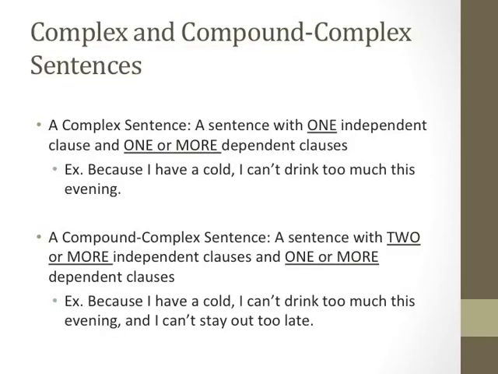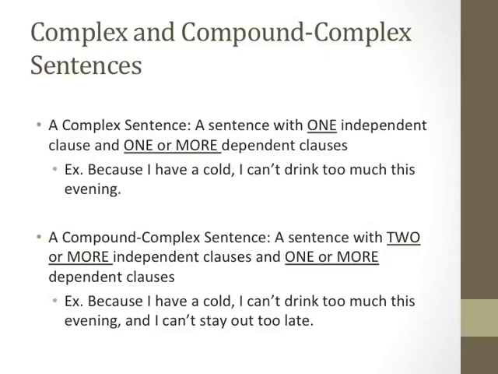Our other set of choices would be complex and compound-complex sentences, okay? So a complex sentence is a sentence with one independent clause and one or more dependent clauses, okay? So, "because I have a cold" has a subject and a verb. Therefore, it's got to be some sort of clause, because it begins with a subordinating conjunction. Therefore, it is not an independent, but a dependent clause. So if you have one independent clause, in this case, "I can't drink too much this evening," and one dependent clause, "because I have a cold," then you have a complex sentence.